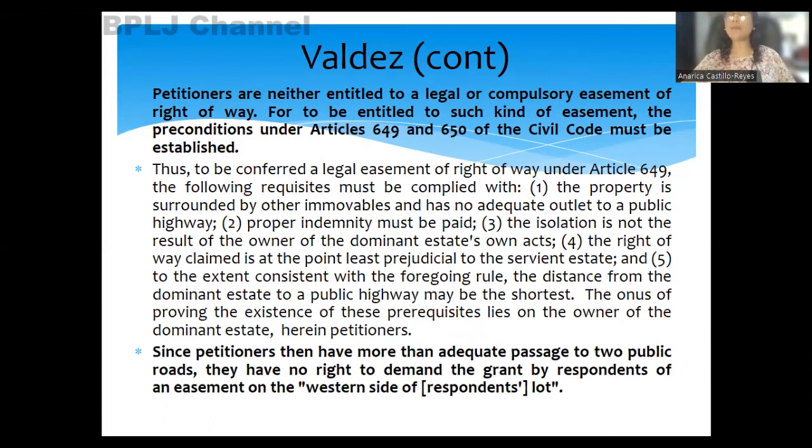Since the petitioners then have more than adequate passage to two public roads, they have no right to demand the grant by respondents of an easement on the western side of the lot. So that is the first and foremost requirement, adequacy. Meaning, is there an access to a public road? Okay? If there is an access to a public road, even if it is long, circuitous, inconvenient, it would not satisfy the grant of a legal or compulsory easement. However, you can still negotiate for a voluntary easement, provided that the other party, the owner of the servient estate, consents to it.